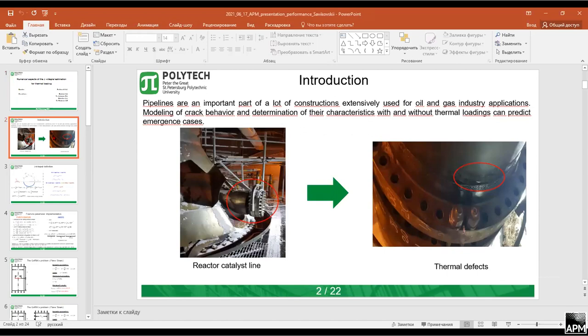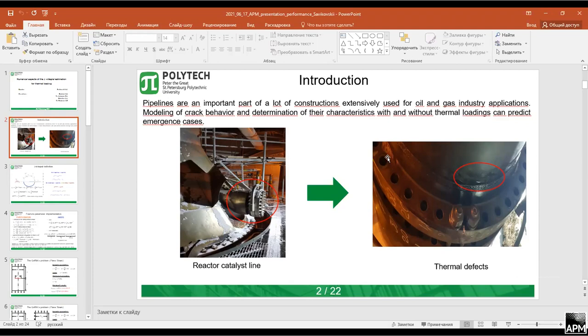My research is devoted to thermal cracks, so there are a lot of examples of thermal cracks. One of the important points for oil processing are catalyst lines. Thermal loading acts on this part because environment temperature may be minus 60 degrees Celsius and the temperature of transported matter in catalyst lines may be 600 degrees. So thermal gradients act on these parts and may cause thermal defects, cracks, as shown in this slide.